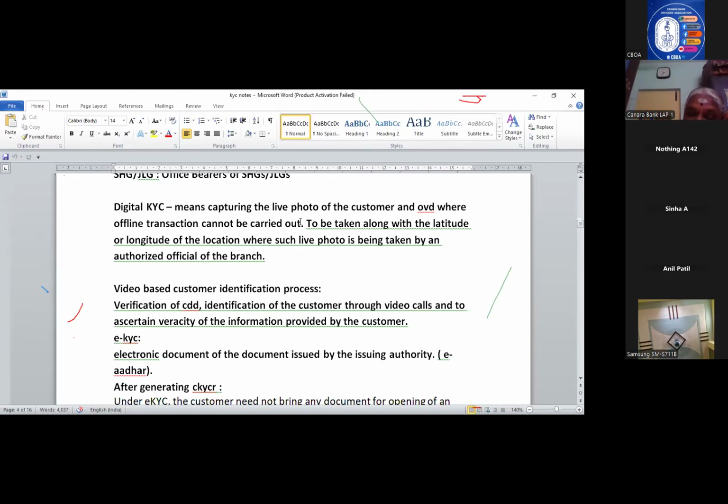So photo will be there, KYC documents will be there, and from where it is taken, the location and the latitude and longitude of that place, to know that it has been taken there only, it is not taken somewhere else. So to ensure that it was taken at the place where the customer is there, we are taking all these things, and this is called as the digital KYC.